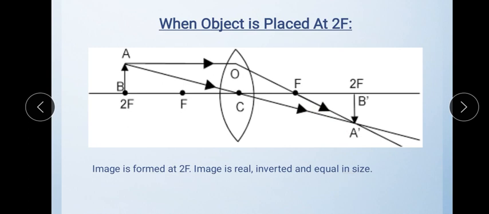So a question can be asked: when are the distance of the object and image and the height of the object and image the same? The answer is when the object is placed at 2f, then the height of the image and object and the distance of the image and object from the lens will be equal.